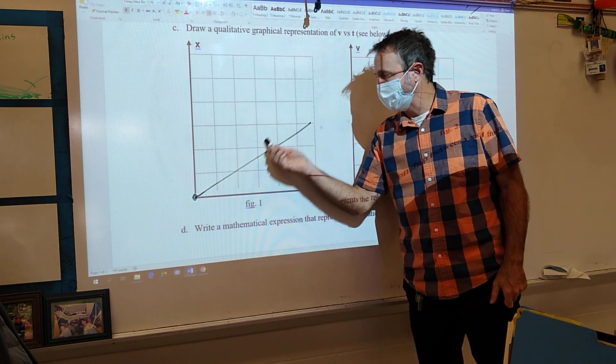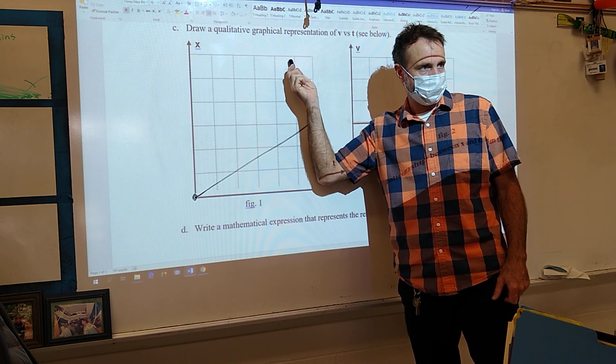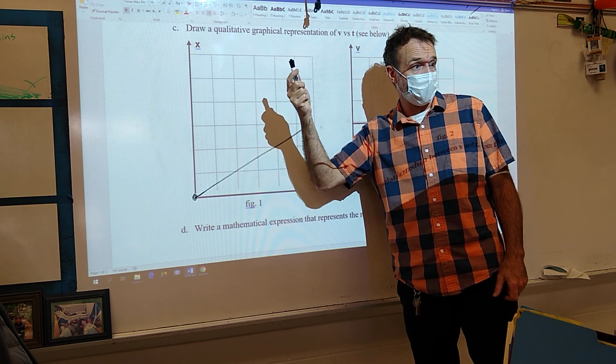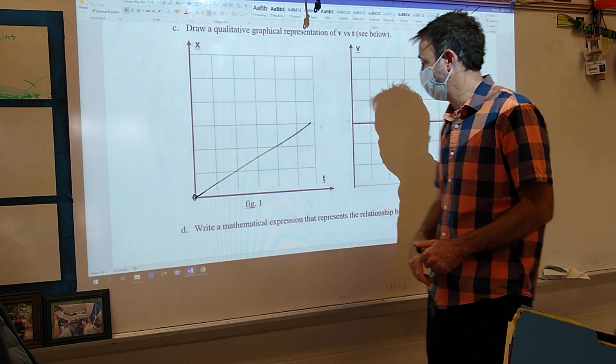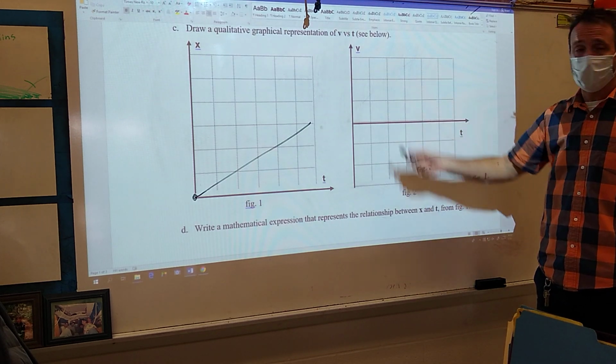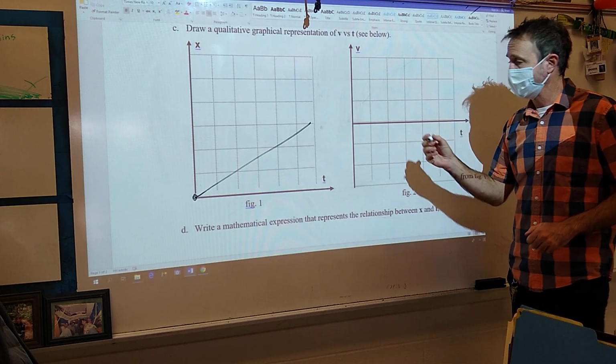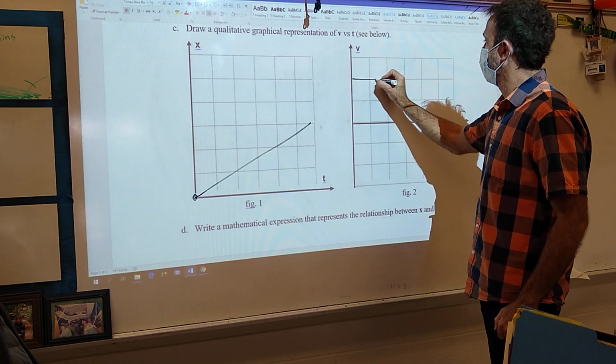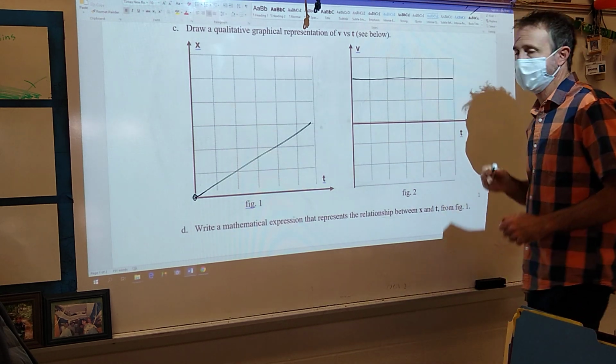Because if this line curves, then that car would be accelerating. And that's something we'll talk about more tomorrow, or you'll see on lawnmower tomorrow. And then now, just like from early in class, if we're drawing a qualitative graph of that car, just a straight line like this. Does that make sense?